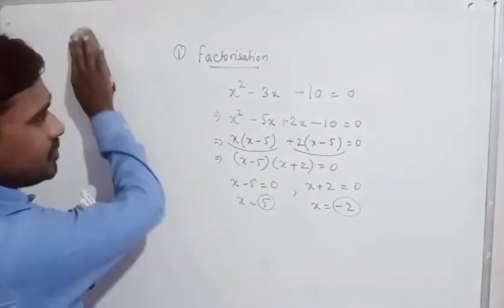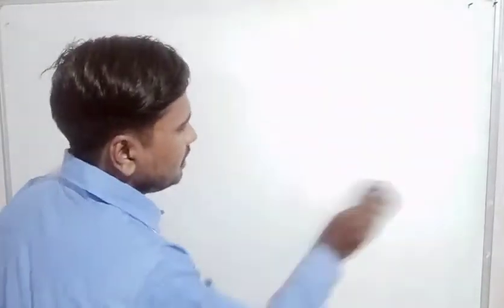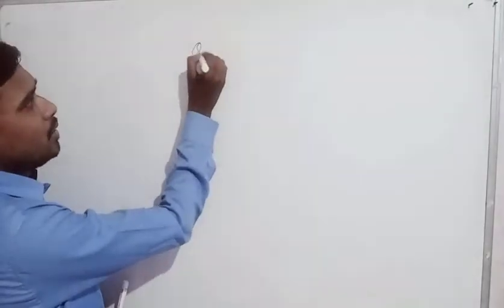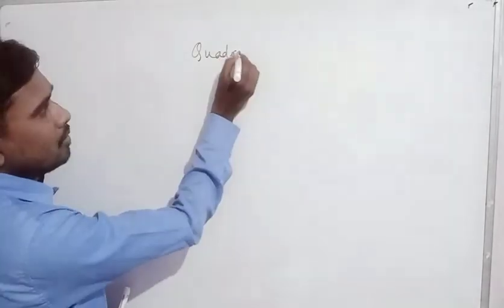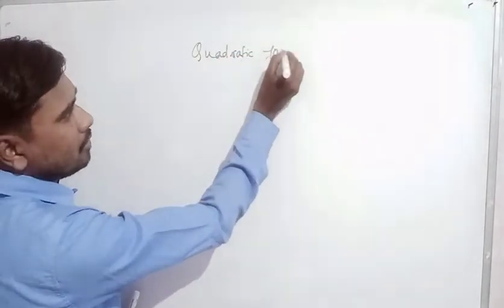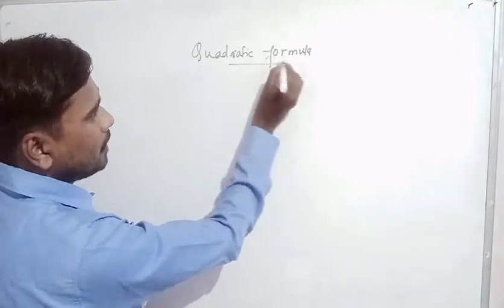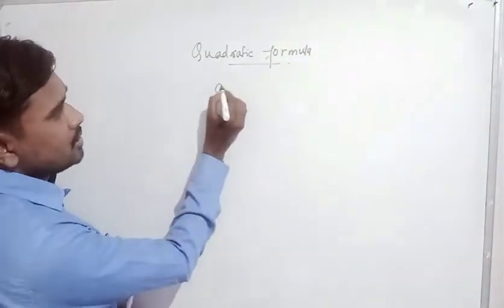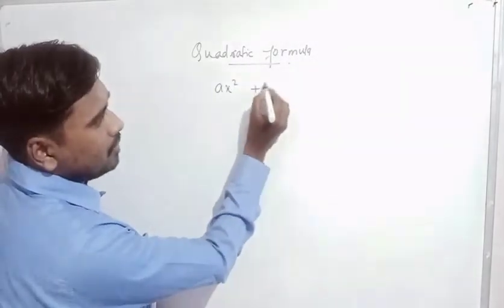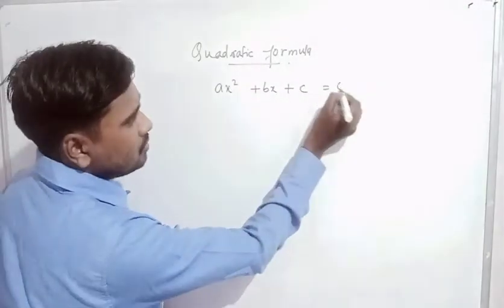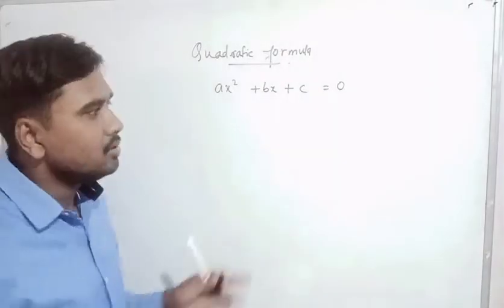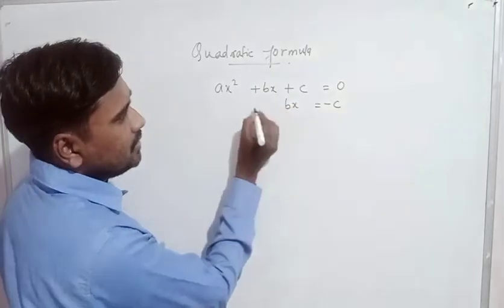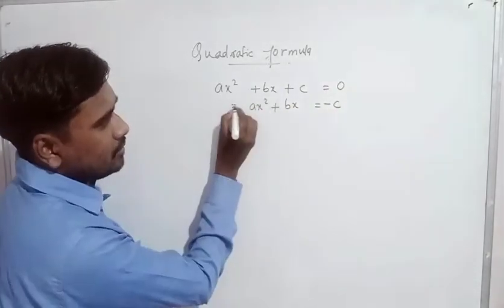Now we will see the second method, in which there is a formula, that is the quadratic formula. So how will we find the quadratic formula? This is ax square plus bx plus c is equal to 0. This is a quadratic equation. Now we will shift this c to this side, that will be minus c. So it is ax square plus bx equals minus c.